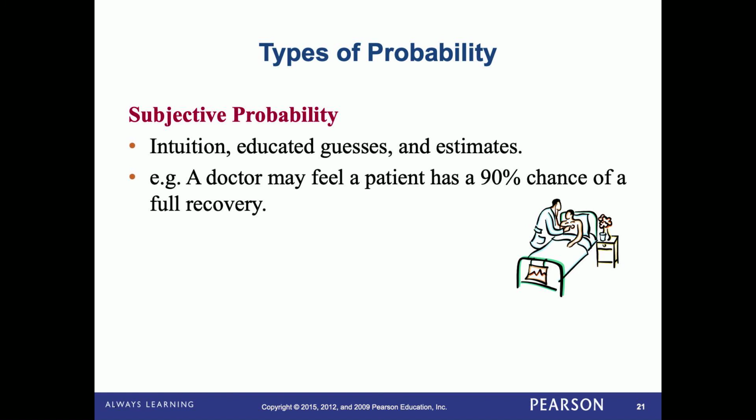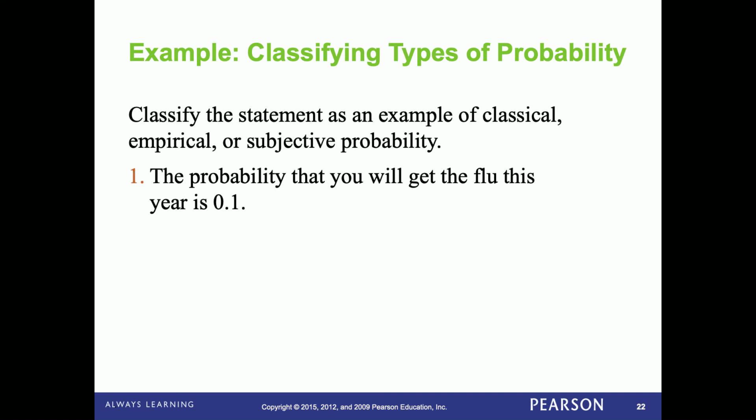Subjective probability. It's intuition, educated guess, and estimates. An example given is a doctor may feel a patient has a 90% chance of full recovery. That's based on feel or external experience. So let's classify them. We're going to classify the statement as an example of classical, which is theoretical, empirical, through an experiment, or subjective, kind of like feeling or experience.